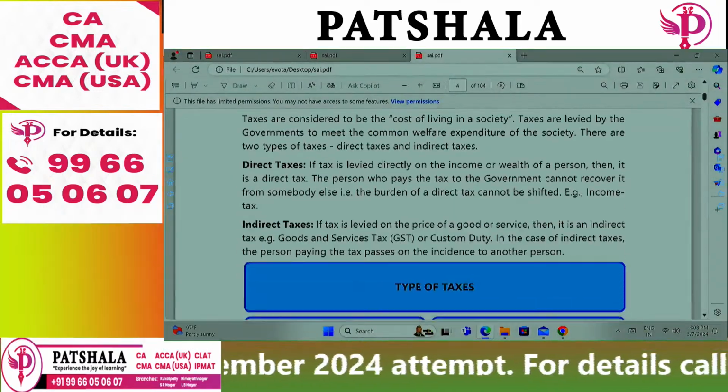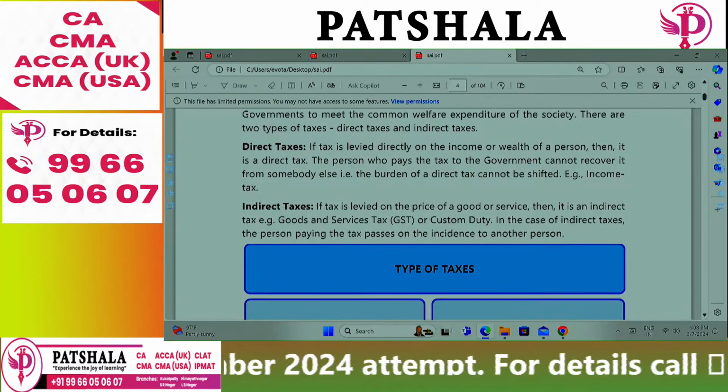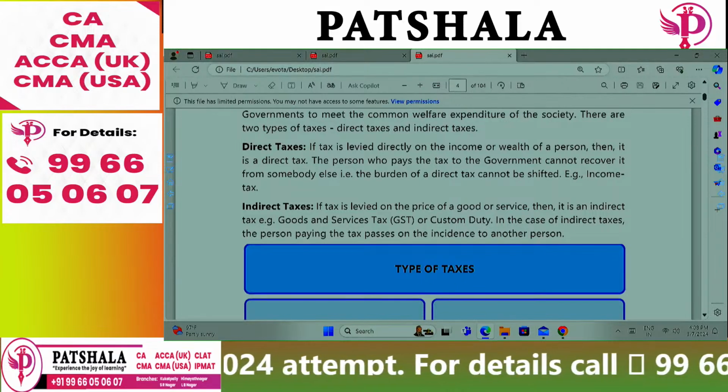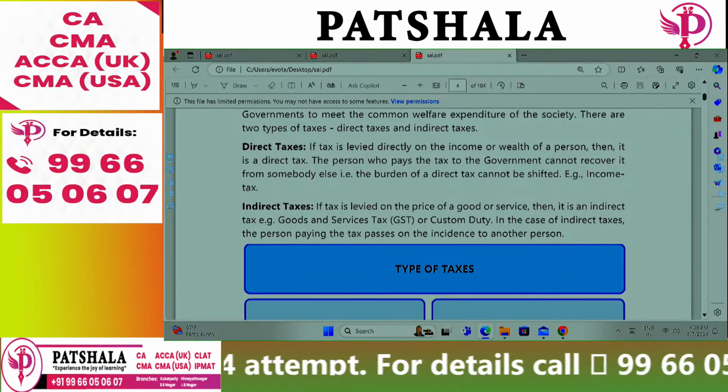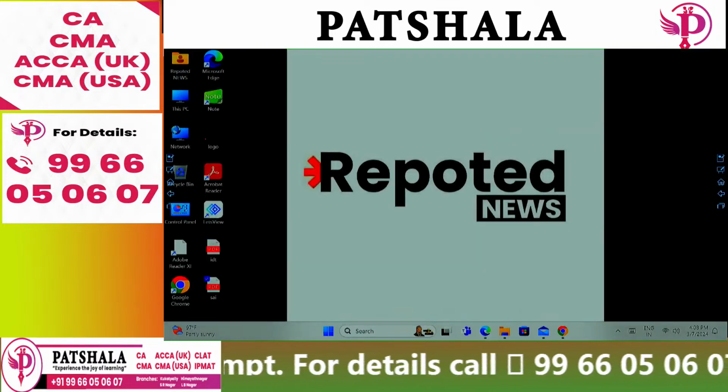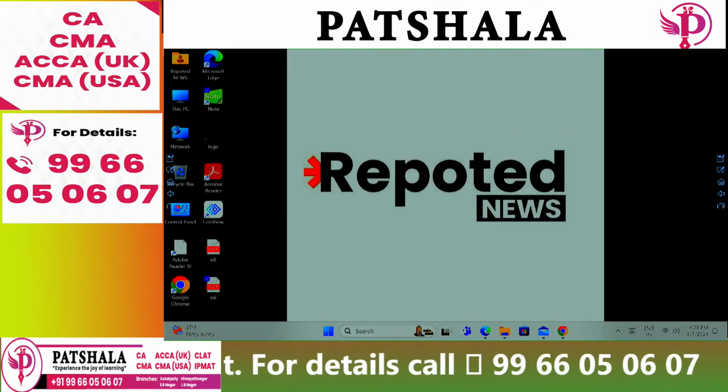Taxes are broad: one is called a direct tax, another one is called an indirect tax. So what is this direct tax? What is this indirect tax? How to understand this? I'll give you an example to understand direct taxes and indirect taxes.